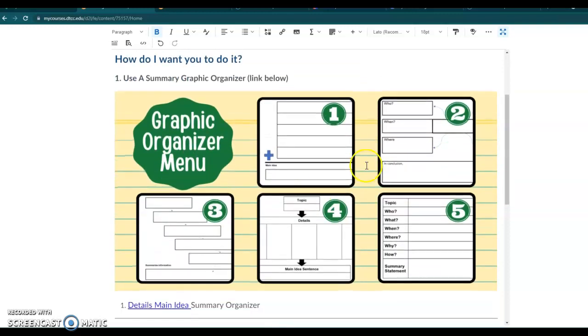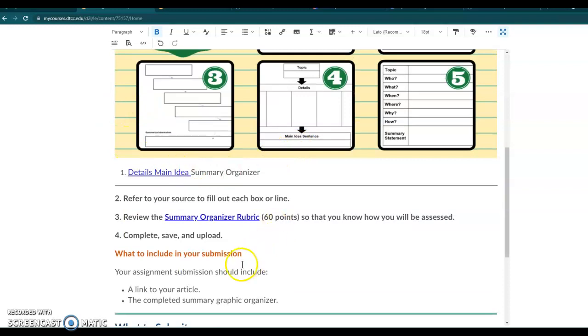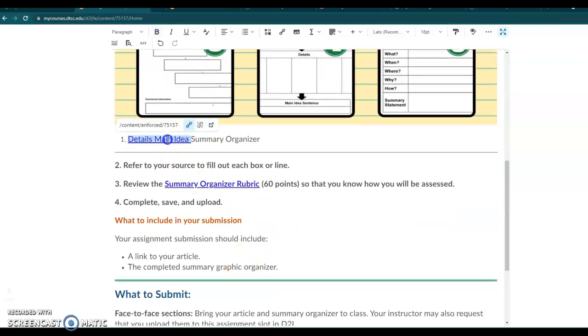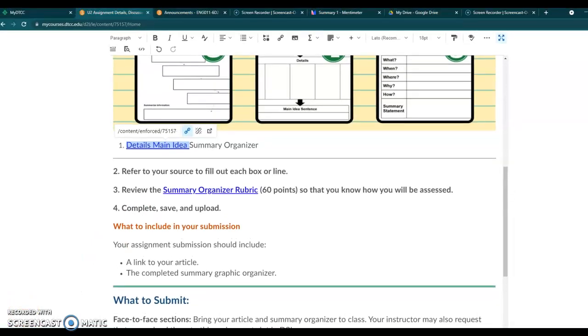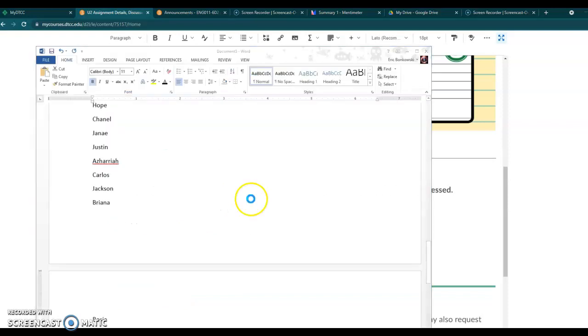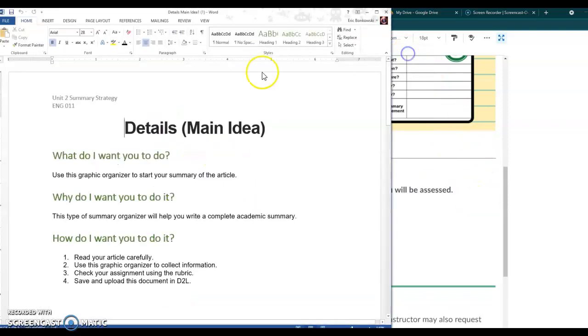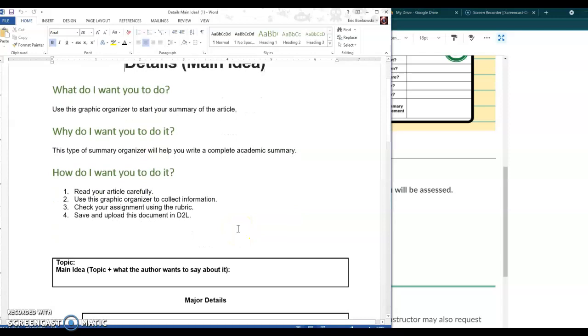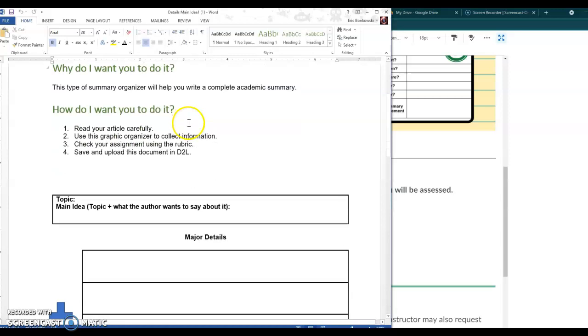So there are some pictures of different kinds of organizers and all of them were listed, but I actually decided that the details main idea, this one, would be the most helpful for you. So I just chose that one for you guys to work with just to cut down on some confusion. Okay, so if you open this, there we go. This is what it's going to look like. And you're going to use this to work on your summary.